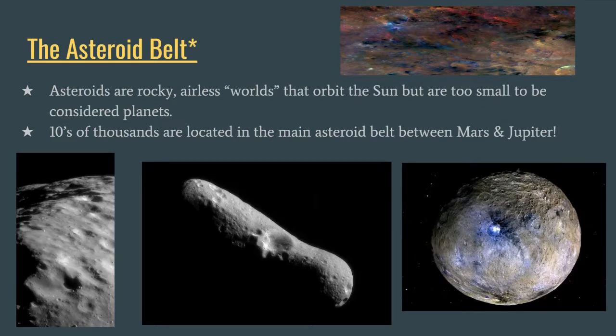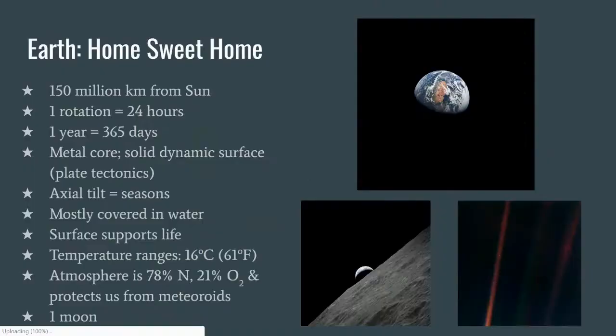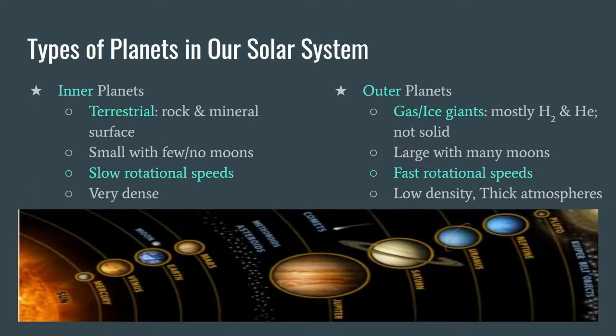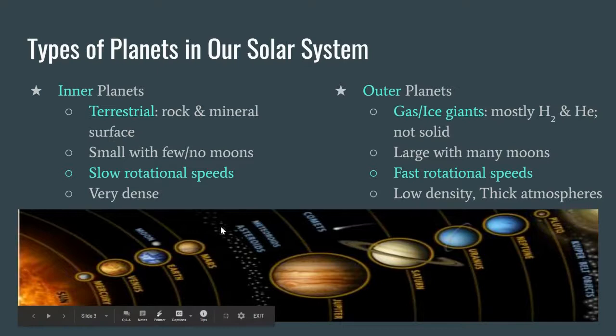And then the last thing we'll talk about is the asteroid belt. So the asteroids are rocky, airless worlds that orbit the sun, but are too small to be considered planets. There's tens of thousands that are located in that main asteroid belt between Mars and Jupiter. So if we go back a couple of slides here, you'll see that asteroid belt right here between Mars and Jupiter. So those are our slides today.